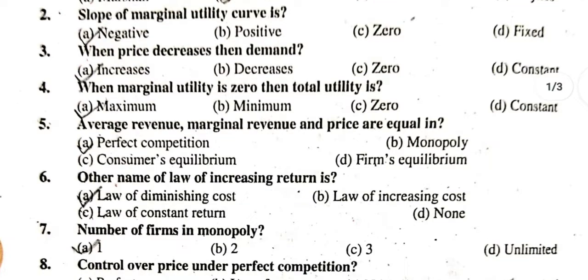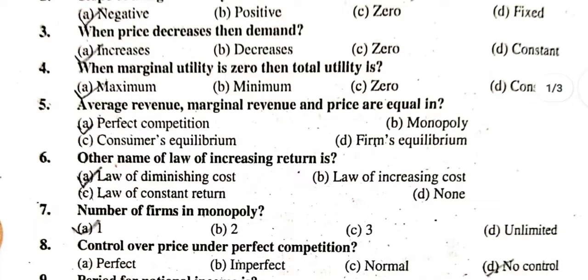8. Control over price under perfect competition is: A. Perfect, B. Imperfect, C. Normal, D. No control. Correct answer is D. No control. Control over price under perfect competition is no control.